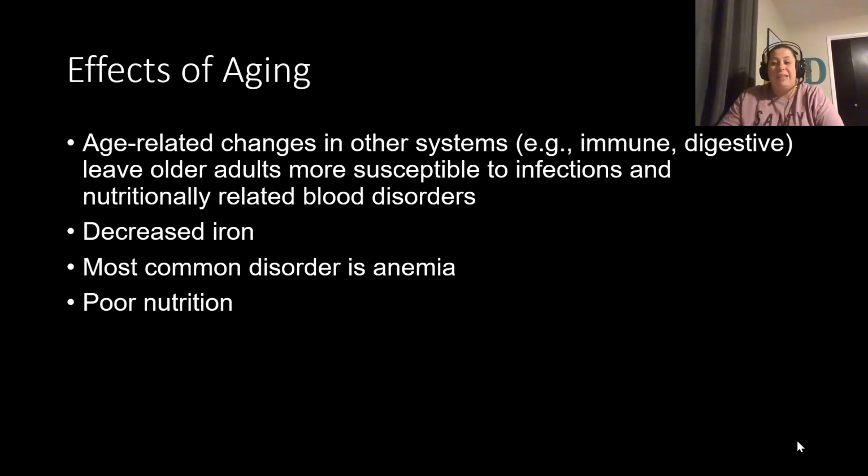Most common disorder in the elderly is them becoming anemic, and a lot of times this is due to poor nutrition. All right, because they are older, they can't necessarily take care of themselves as well, or they may refuse to eat certain things, stuff like that. We see anemia tends to be the biggest problem as we age.